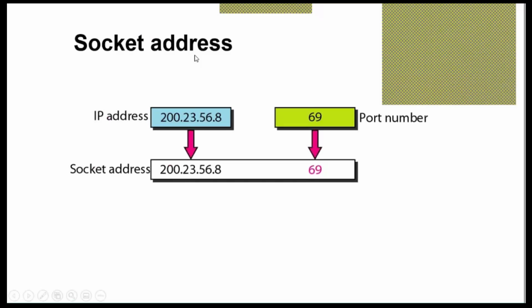So what is the socket address? It's a combination of IP address and the port number. If I combine the IP address and the port number, I'm getting a unique key, a primary key, and that primary key is called the socket address. Right, the length of your physical address or the MAC address is 48 bits, and the length of the socket address is also 48 bits.